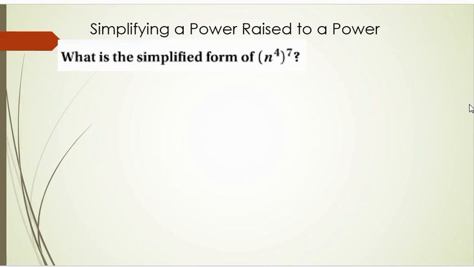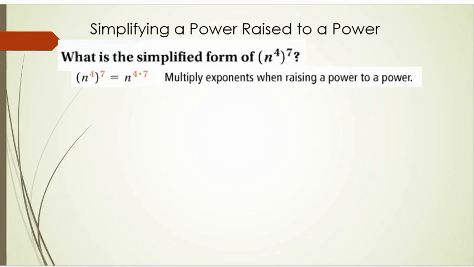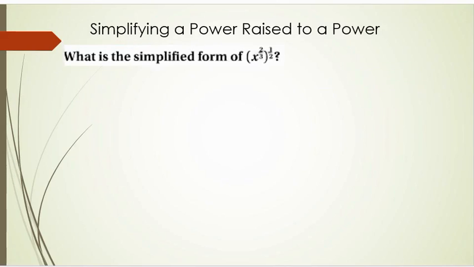Simplify a power raised to a power. So you want to think about, what does that mean? What's the rule we just talked about? It means you're going to multiply your 4 and your 7. So you have n to the 4th raised to the 7th, so you really have n to the 4 times 7. And if you simplify that, that's n to the 28. So here's another one.